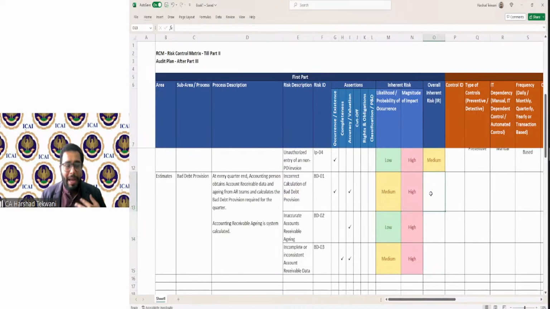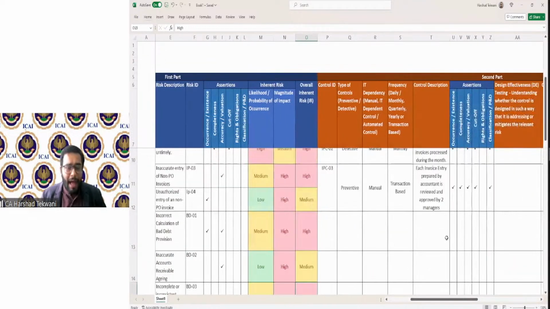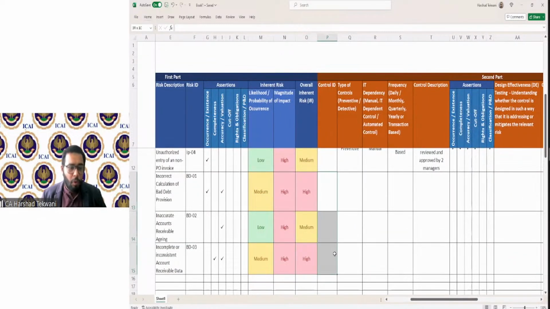Then I will check the overall inherent risk. Medium and high, I will place high; low and high, I will place medium. And here again high. Fine. So in front of that, I had one control. Only one control. And I'll tell you which control it is.